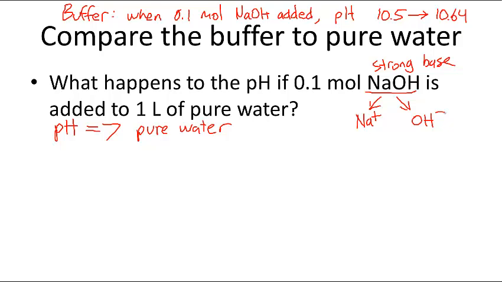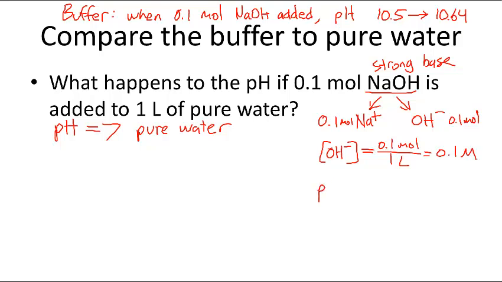So 0.1 mole of NaOH means 0.1 mole of Na plus and 0.1 mole of OH minus. So the concentration of OH minus in the solution would be 0.1 mole over 1 liter. So the pOH would be the negative log of 0.1, which is 1. And the pH, 13. All right.